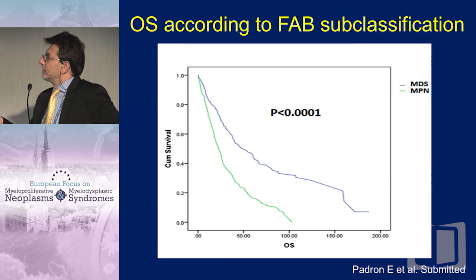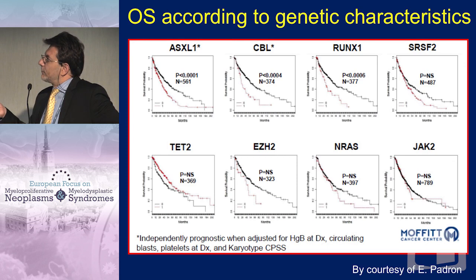According to the genetic characteristics, in these studies we have shown that the patients with SRSF2 mutation or CBL mutation and also the RUNX1 mutations have a worse survival in comparison to others. Also, the SRF2 is borderline, and other mutations are not significant for survival. But the SXL1 and CBL are independently associated with survival when adjusted for other covariates.